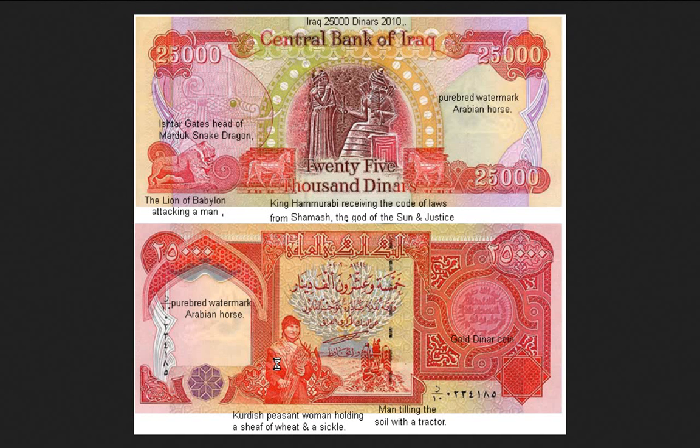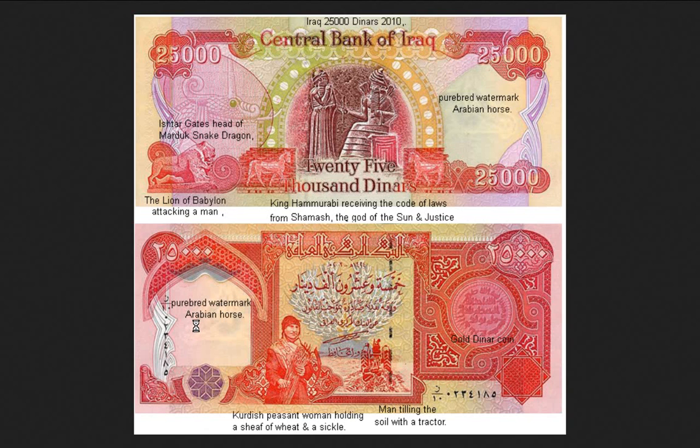This is the 25,000 dinar from 2010 from the Central Bank of Iraq. It uses the Ishtar Gate's head of Marduk snake dragon image over here because that was a popular culture thing thousands of years ago. The Lion of Babylon attacking a man. This is a man underneath it being attacked. This is King, I can't pronounce it, receiving the code of laws from Shamash, who is supposed to be the god of the sun and god of justice. And there's a watermark here and here for a purebred Arabian horse.